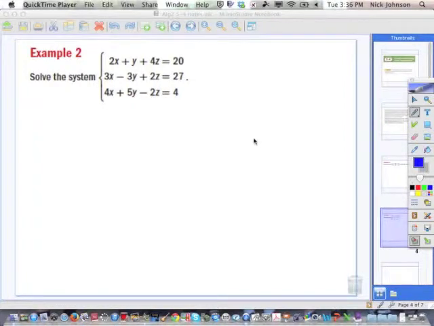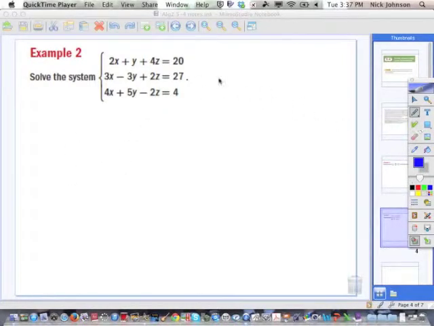Example 2 says solve the system 2x plus y plus 4z equals 20, 3x minus 3y plus 2z equals 27, and 4x plus 5y minus 2z equals 4. If you notice, we have 3 equations and we have 3 variables. So what we have to do is use 2 equations to get down to 2 variables, the other 2 equations to get down to 2 variables, merge those together, get it down to 1 variable, and so on and so forth. So this is going to take a couple slides, and I just want you to pay attention to how I do this.